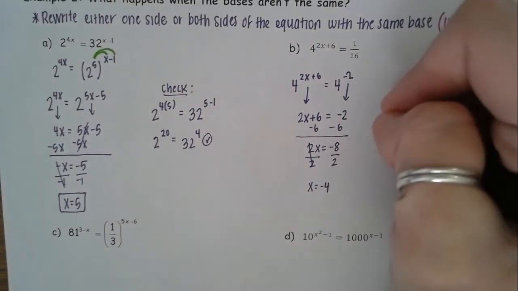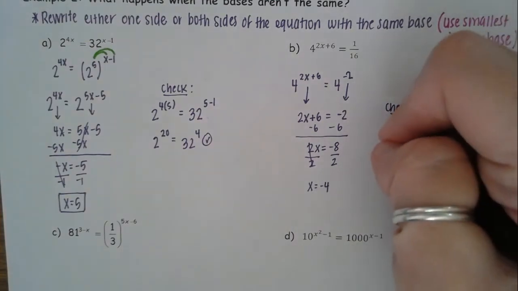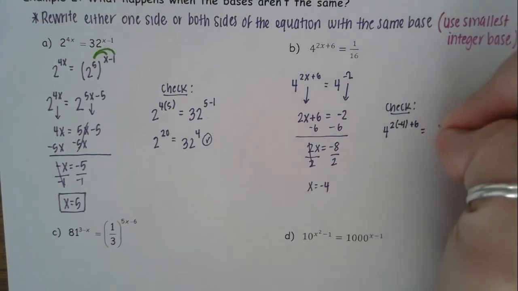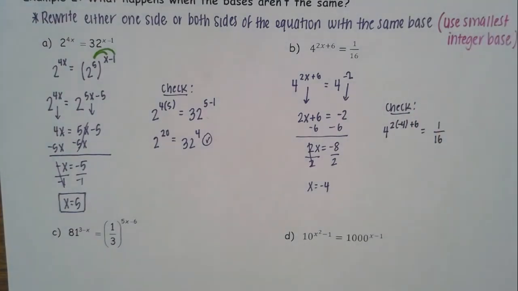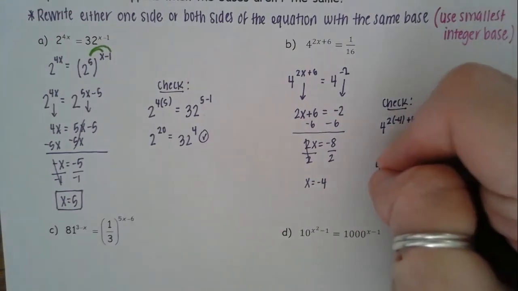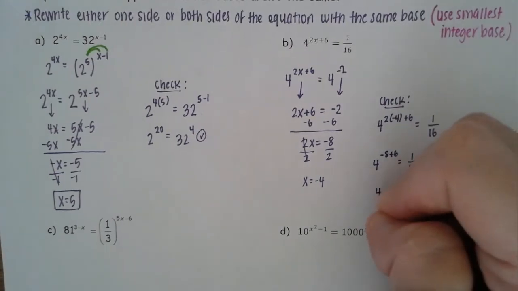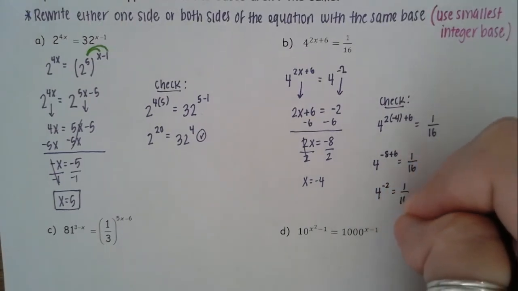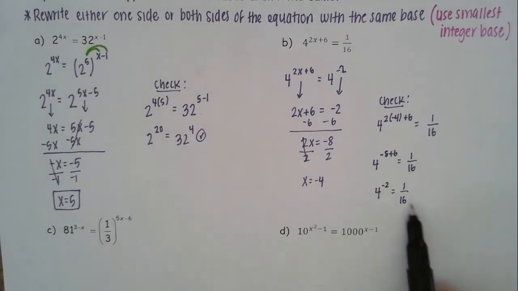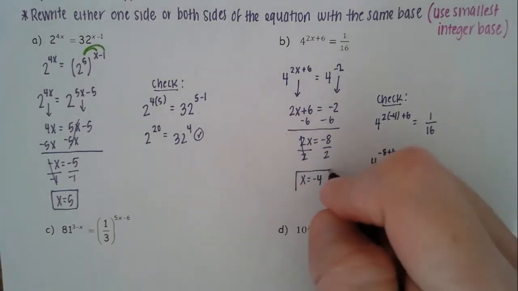And again, I can go back and check this in my original. So 4 to the 2 times negative 4 plus 6. I want to check to make sure that's equal to 1 over 16. Well, 2 times negative 4 is negative 8 plus 6. And when I add those together, that gives me 4 to the negative 2 power. And I know that just by knowing my exponent rules, 4 to the negative 2 power is 1 over 16. So x is equal to negative 4 does work as a solution.